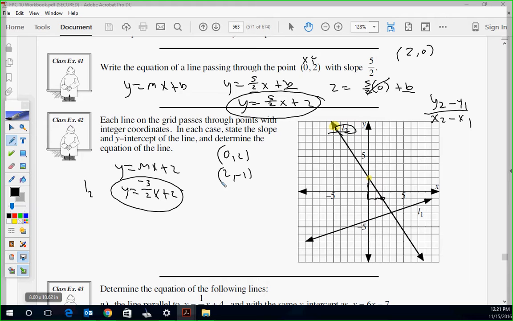It's up to you. So I'm going to go -1 minus 2 over 2 minus 0. -1 minus 2, 2 minus 0. -1 minus 2 is a -3. 2 minus 0 is 2. We just confirmed that we're good by using the slope formula.